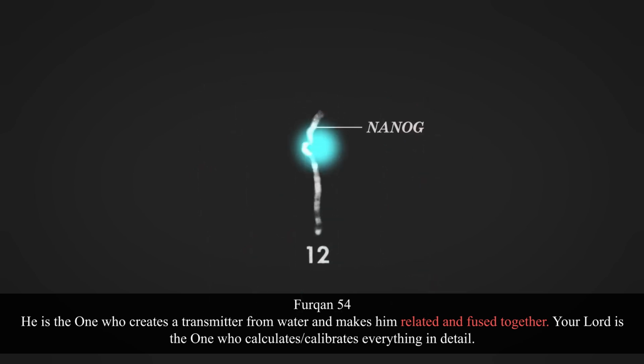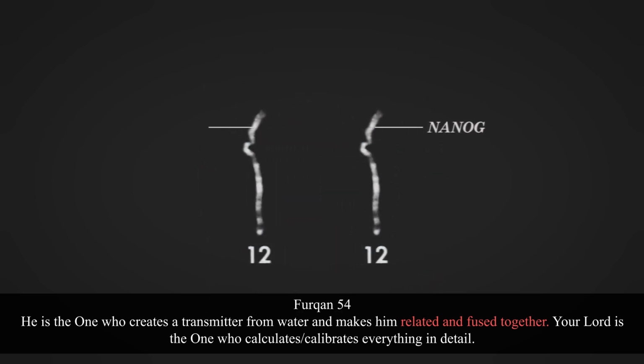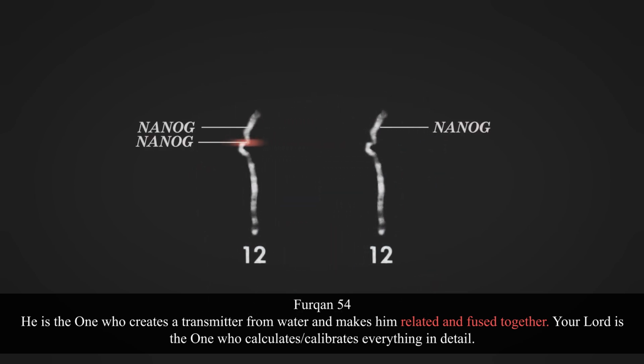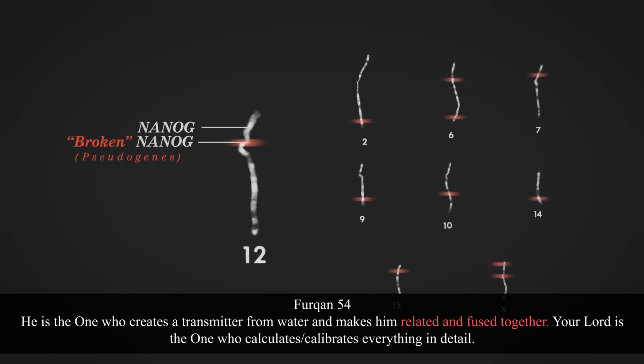When DNA is replicated, sometimes the same bit gets mistakenly copied twice. And sure enough, we see one broken copy right next to the working Nanog gene, like a messed up DNA photocopy. We call these broken genes pseudogenes. And what about those other 10? There's another way these pseudogenes can spread.